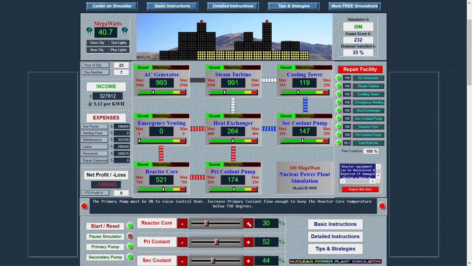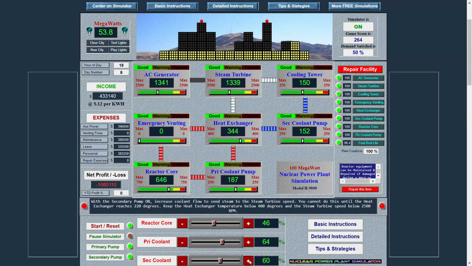So let's keep increasing power in the reactor. A bit more. A bit more primary coolant, and we see the heat exchanger is very hot now, so let's increase secondary coolant. And you see the generated power increase more and more.